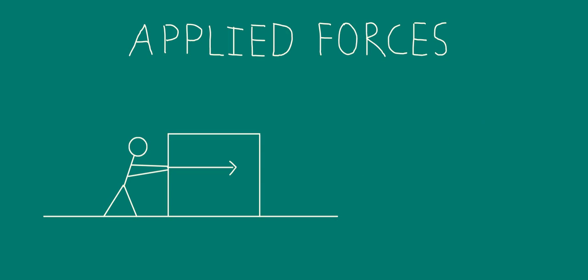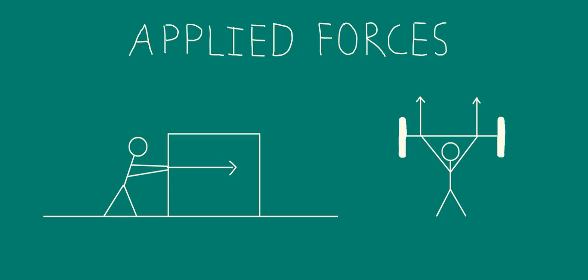Applied forces are pushes or pulls that people exert on objects. So for example, a person pushing a box, as shown in this diagram here, is an example of an applied force. The applied force is shown by this vector drawn here to the right. Another example of applied forces is when a person lifts something heavy. The applied forces that this person's hands are applying to this object are drawn by these two upwards vectors.